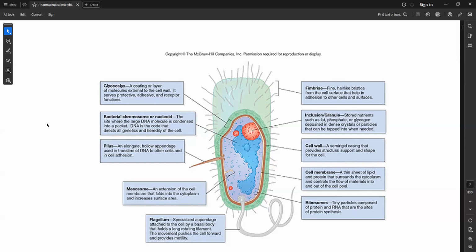Then there's a granule, which stores nutrients to support the cell and also provide energy when the cell needs to undergo its basic functions. Then we have the cell wall, which is a semi-rigid casing that provides structural support and shape for the cell. Then we have the cell membrane, which is a thin sheet of lipid and protein that surrounds the cytoplasm and controls flow of materials in and out of the cell. And finally, we have ribosomes, which are tiny particles composed of protein that are the sites of protein synthesis.